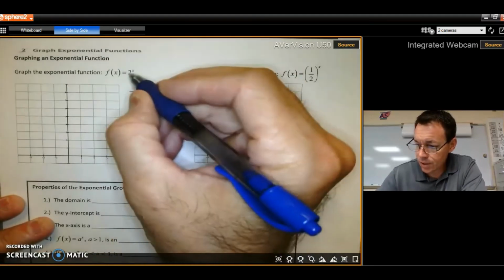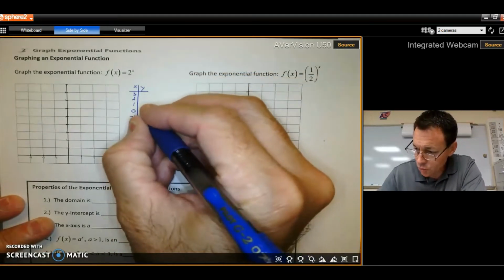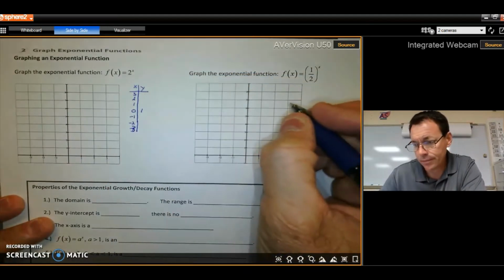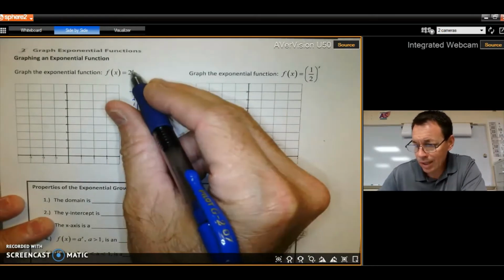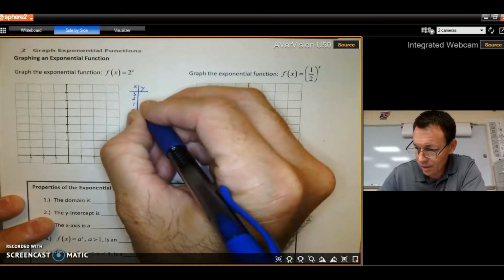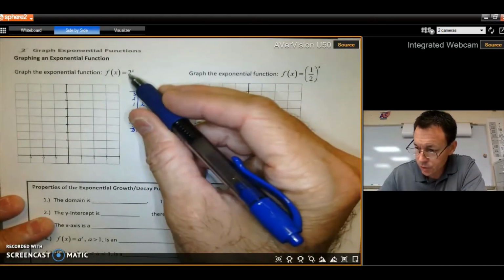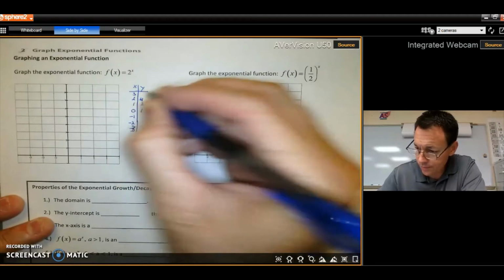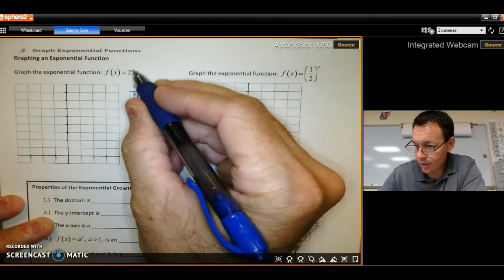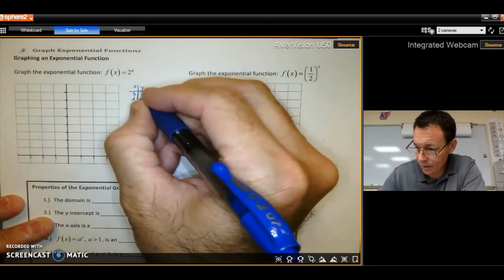So 0, first off, anything to the 0 power is just 1. So that's where we're going to start. And then if I plug in a 1, well, anything to the first power is just itself. So that's going to be a 2. If I plug in a 2, 2 squared, that's going to be a 4. And if I plug in a 3 right there, 2 to the third power, I'm going to get an 8.